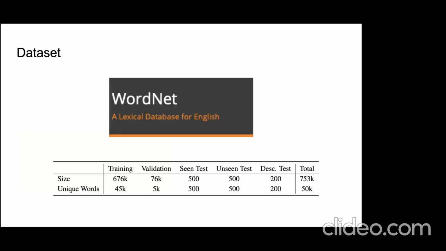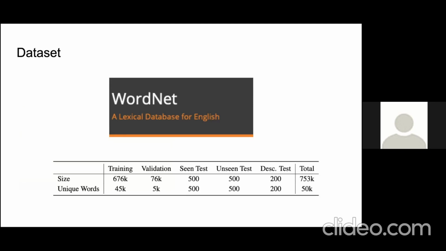In order to build a reverse dictionary, we use the following methods. Our data set is the WordNet-based data set, which includes approximately 750,000 word-definition pairs and 50,000 unique words. We measure our model's performance on 3 distinct test sets: a seen set consisting of 500 previously seen words, an unseen set consisting of 500 unseen words and their definitions, and a description set of 200 human-created descriptions of seen words.